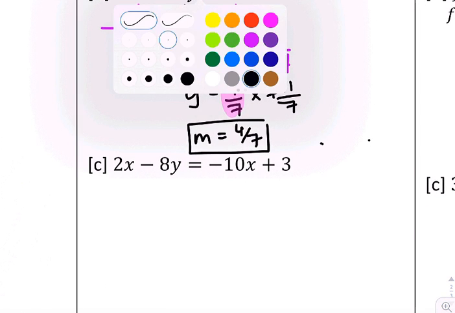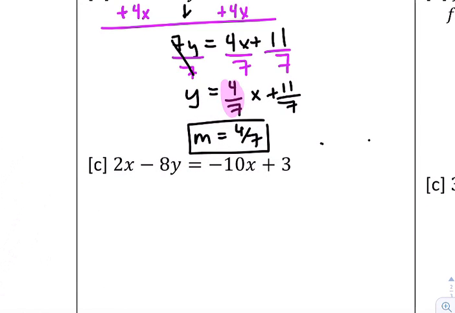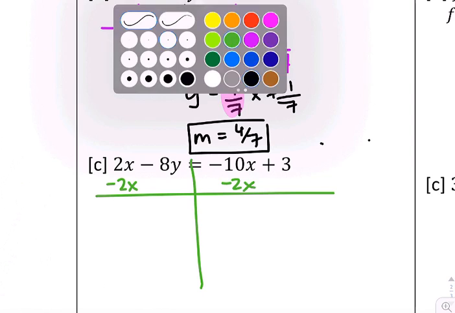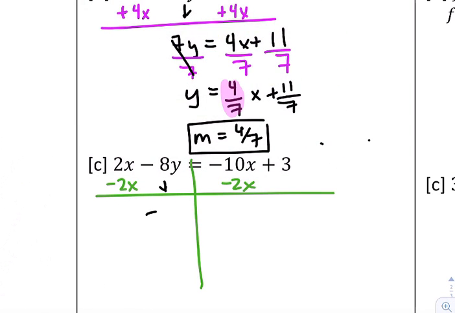Here, again, we're making it a little more complicated. Not a big deal, though. We're still going to get all the y's by itself, so let's start by subtracting 2x on both sides. And so we have negative 8y is the same as, in this case now, negative 12x, because negative 10, take away 2 more, you end up with negative 12, plus 3.